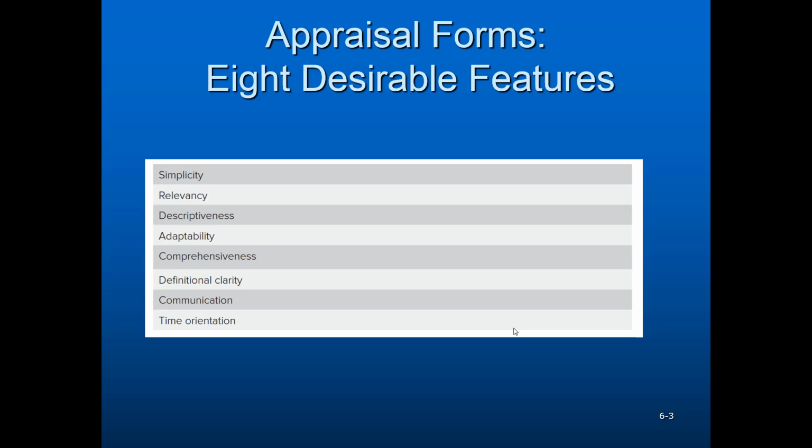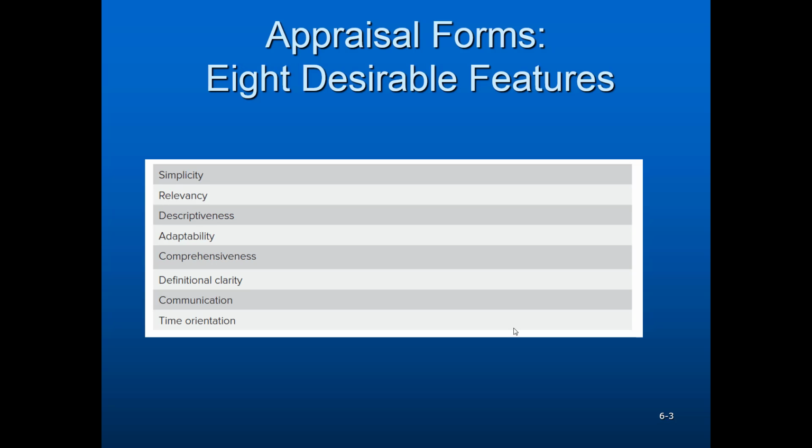There should be definitional clarity. And so when we're talking about behavioral indicators and results, they should be described with a high level of specificity. So different people reading the form understand it the same way.